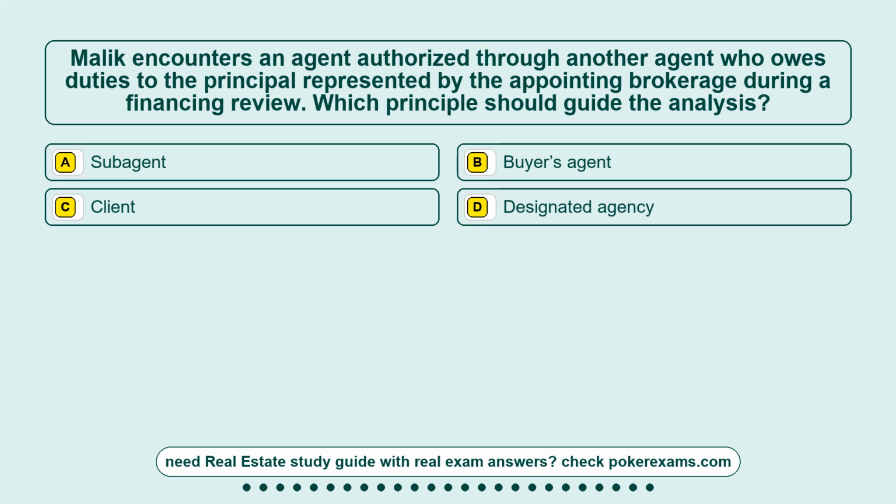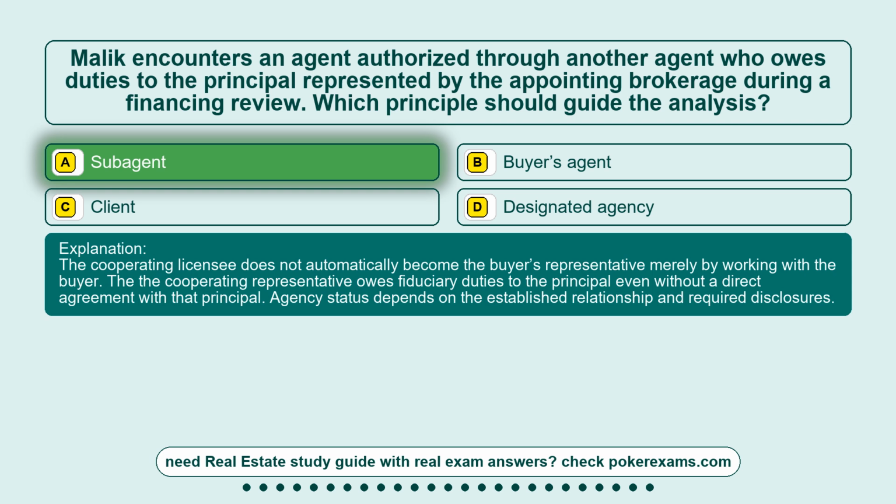Question 9. Malik encounters an agent authorized through another agent who owes duties to the principal represented by the appointing brokerage during a financing review. Which principal should guide the analysis? Option A, subagent. Option B, buyer's agent. Option C, client. Option D, designated agency. The correct answer is option A, subagent.